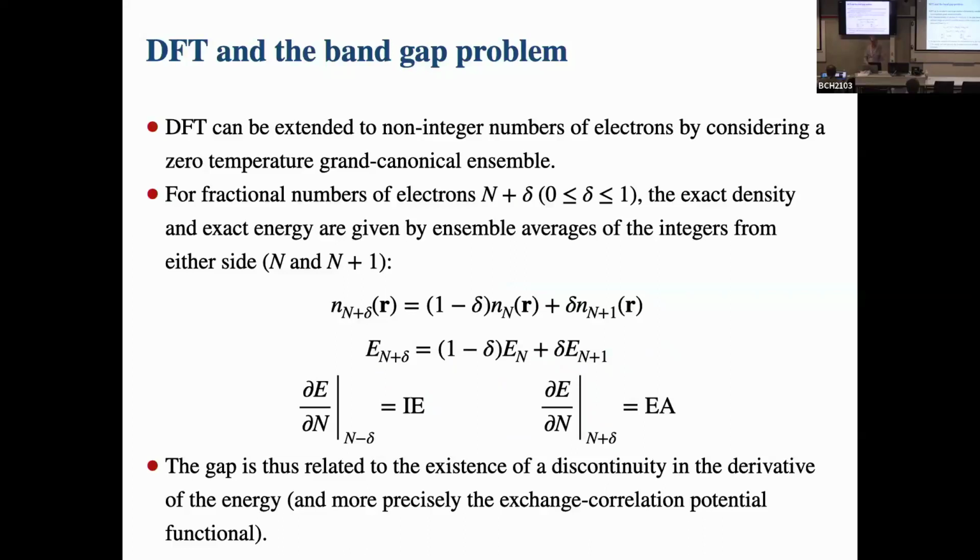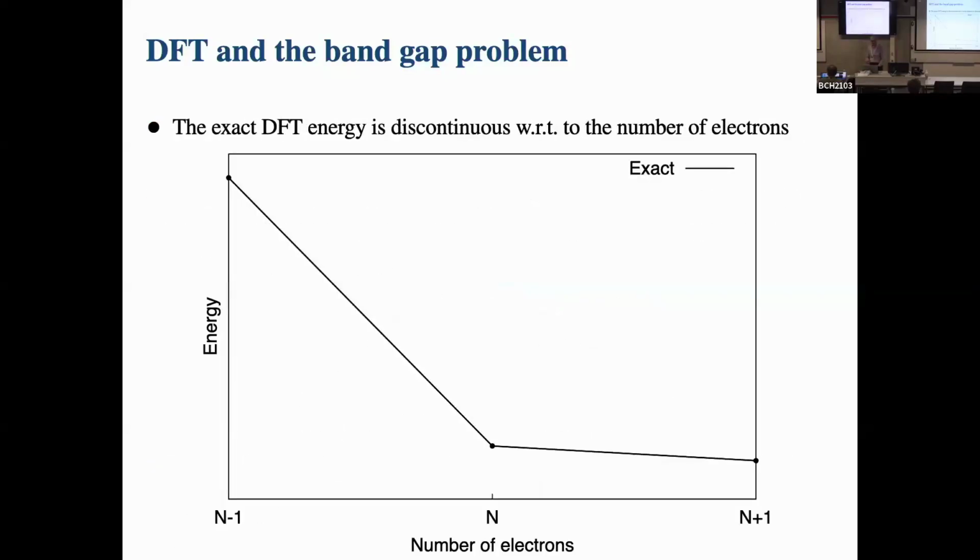So in principle, the derivative on the left and on the right should be different, and this difference should be the gap. So if we had an exact DFT, it should look like this, where we have a linearity between the energy at En minus 1 and En, and then En and En plus 1. That would be exact.